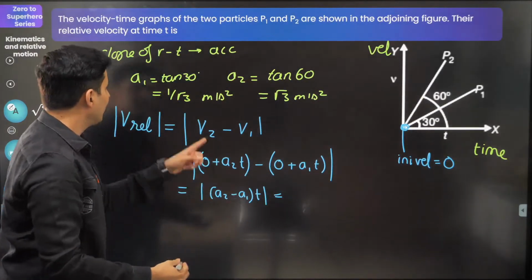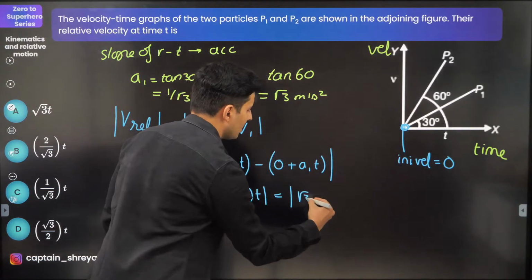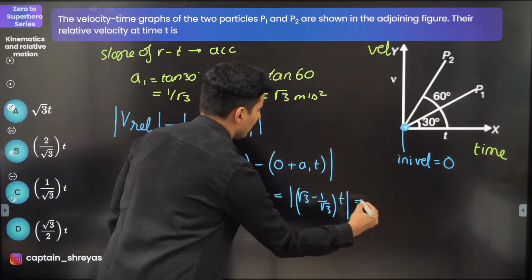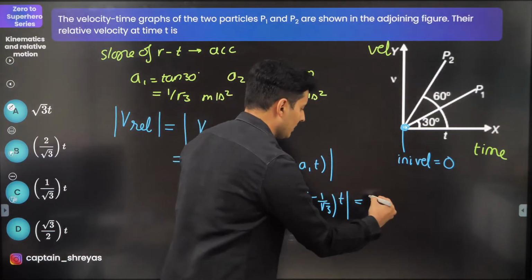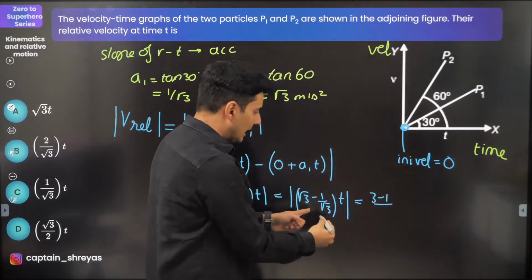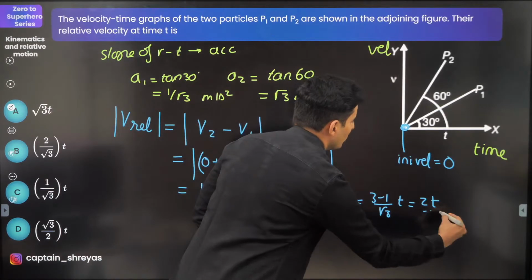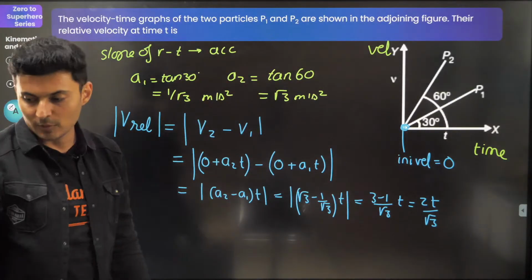Now A2 and A1, I think I know it from here: root 3 minus 1 by root 3. So it will be root 3 minus 1 by root 3, the whole thing into time. Now this is bigger, this is smaller, so no need of modulus. Taking LCM, it becomes 3 minus 1 by root 3 into T. 3 minus 1 is 2, so 2T divided by root 3. Do I have it somewhere? Yes, I have it as option B.